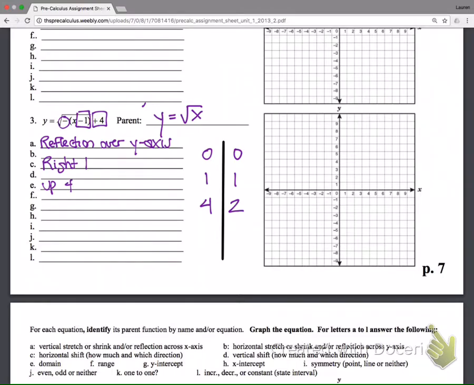Okay, so what operation do I have to do to my table first on this? Multiply the negative one by the x's, right? Then I need to move it right 1, which is going to do what to my x's? Add 1.